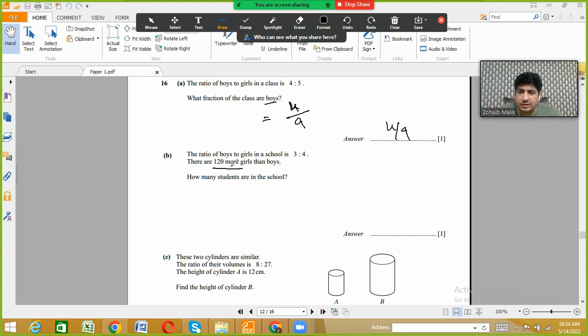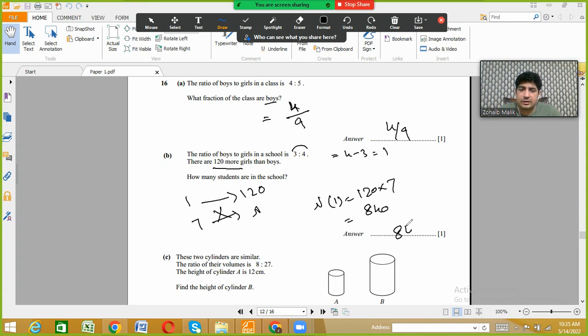So if there are 120 more girls, we can find how much more ratio the girls have than the boys, which is basically 4 minus 3 is equal to 1. It means 1 is representing 120 more girls, because the more ratio will represent the more quantity. Then they are asking how many total students, so we will use the total ratio, which is 7. Cross multiply: you will get x times 1 is x, and 120 times 7, which is 840. There are 840 total students.